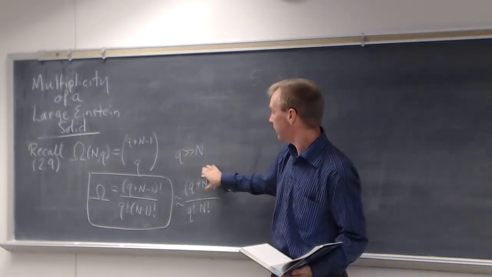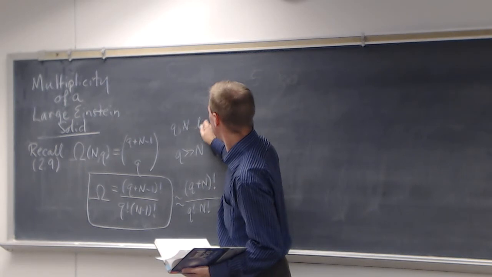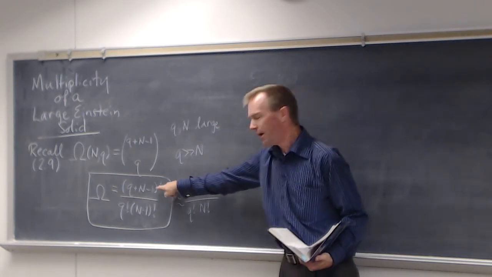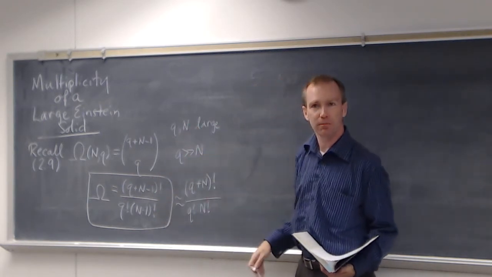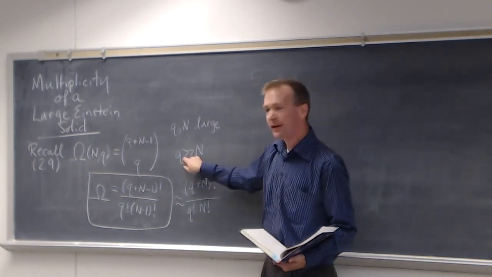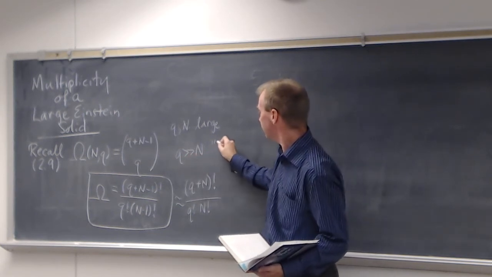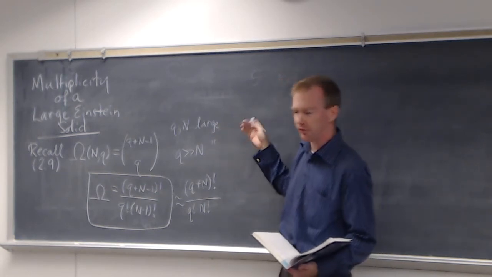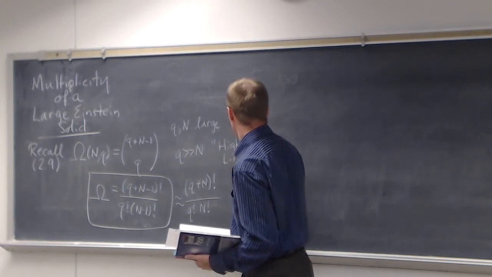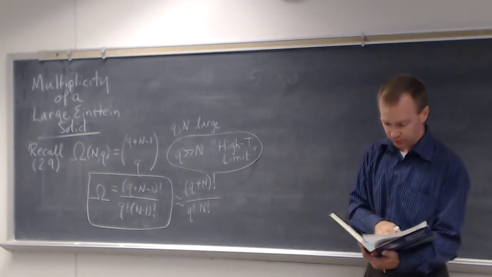Actually, I'm sorry, I haven't yet applied this rule here. So far, I'm only applying the fact that Q and N are both large, and because that's true, then that minus 1 here and here doesn't really make any difference when we take the ratio of them. Now, later on I'm going to apply this fact I just stated that Q is much greater than N, and this is called the high temperature limit for reasons that will become clear later. And I'll apply that later.